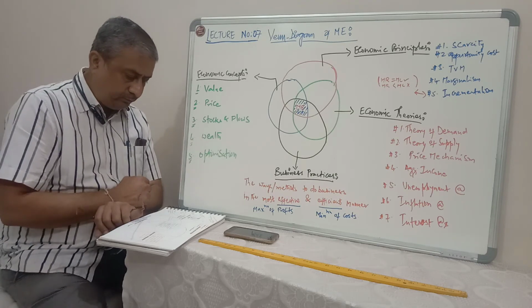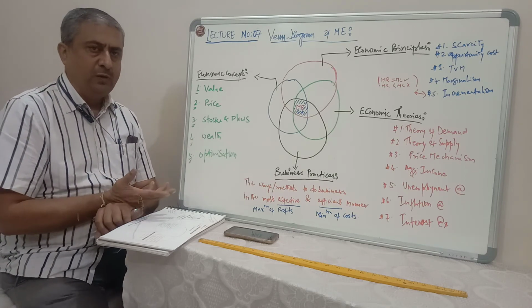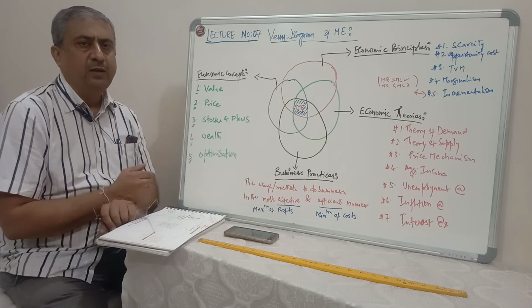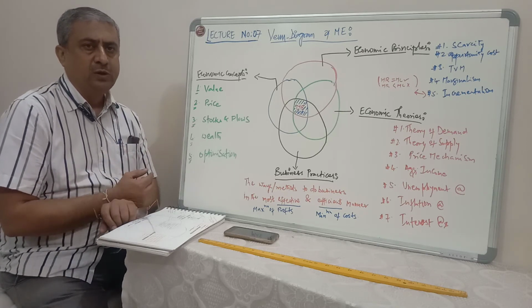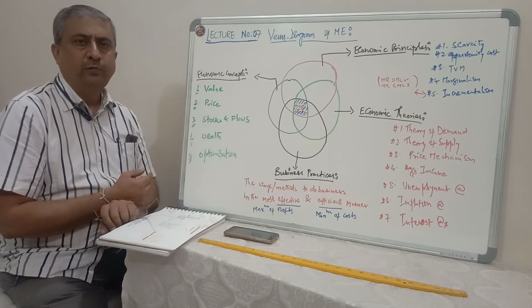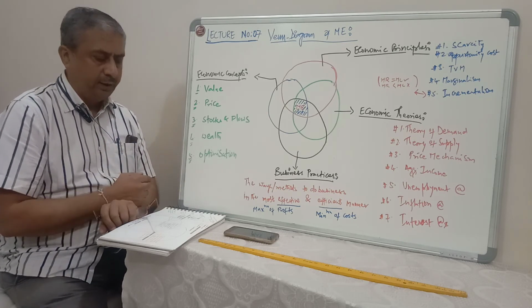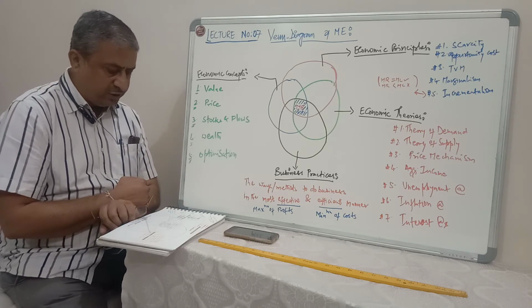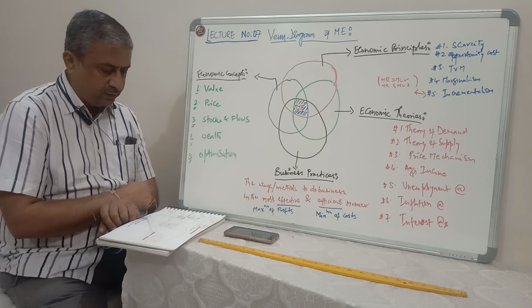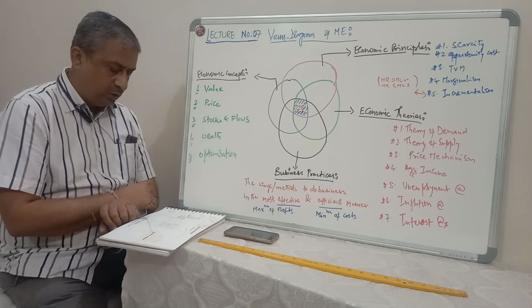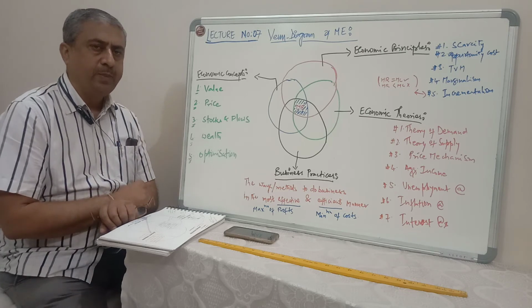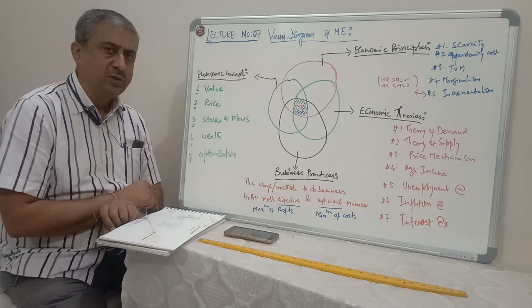Wealth: things which have value, assets which have value, is what we call wealth. This building, this house has value. So how much is my wealth? The value of this house is my wealth. Optimization: efficient use of resources subject to certain constraints.